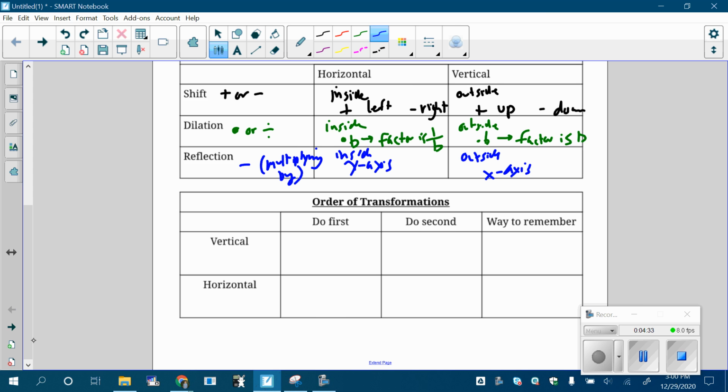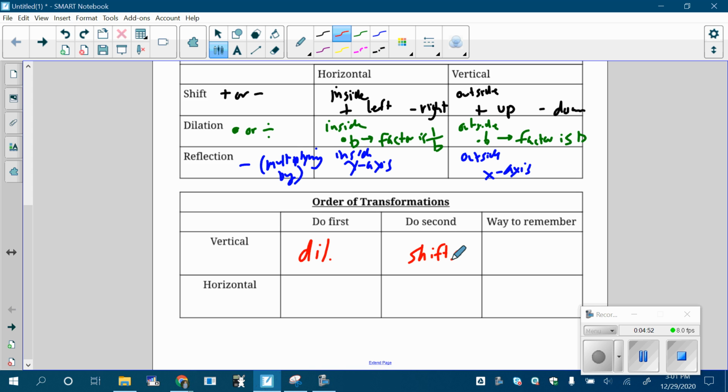The other thing that there were some issues with on the trig interviews was the order that you do the transformations in. Okay, for vertical transformations, you do dilations first, and then you do shifts.